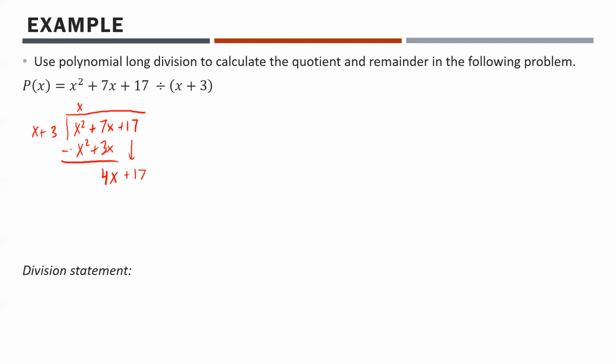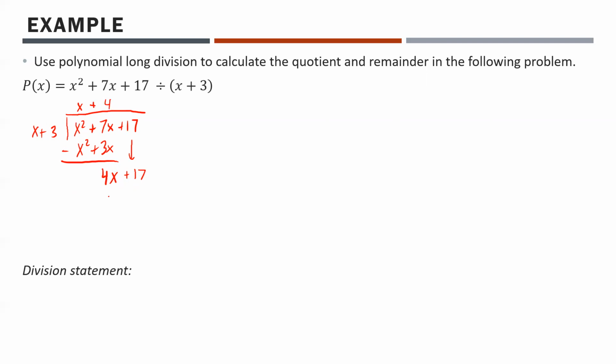Now, the next step is we have to think about how many times x plus 3 is going to go into 4x plus 17. Now, once again, just focus on your first terms. How many times does x go into 4x? Well, that's pretty clear. That's just going to go in 4 times, right? So we'll say plus 4 up here.